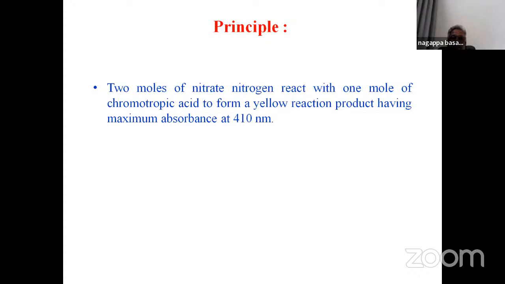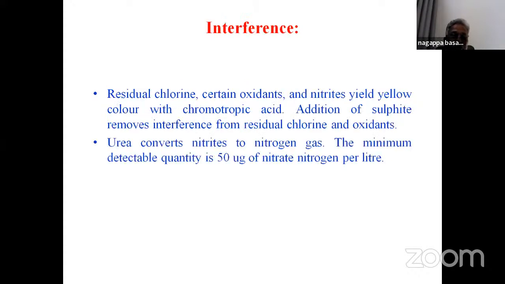2 moles of nitrate nitrogen react with 1 mole of chromotropic acid, a simple method, to form a yellow reaction product having maximum absorption at 410 nanometer. Using a spectrophotometer at 410 nanometer, we measure the intensity of the yellow color. This is simple but time-consuming. Residual chlorine and certain oxidants interfere. Urea converts the interfering nitrite into nitrogen gas. The maximum detectable quantity is 50 microgram of nitrogen per liter.